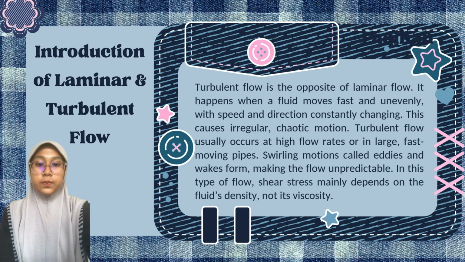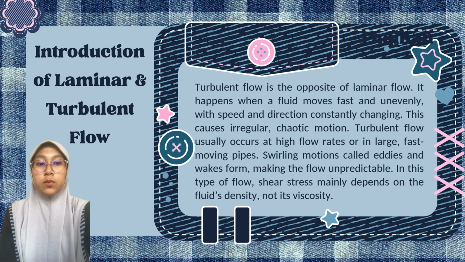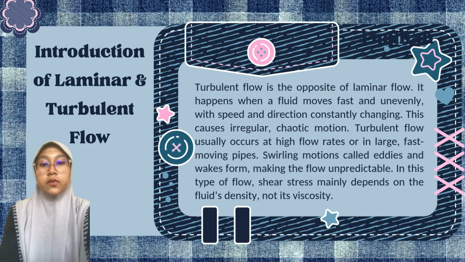Now, turbulent flow. Turbulent flow is the opposite of laminar flow and occurs when a fluid moves quickly and unevenly. The speed and direction of the fluid constantly change, creating irregular and chaotic motion. This type of flow usually happens at high flow rates or in a large pipe where the fluid moves very fast. In turbulent flow, swirling motion causes eddies and wakes to form, making the movement unpredictable. The shear stress in turbulent flow depends mainly on the fluid's density rather than its viscosity.